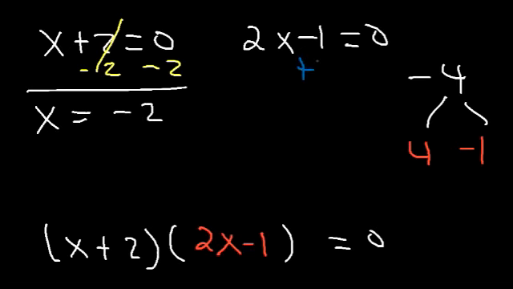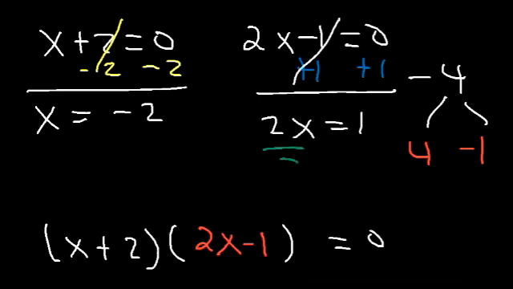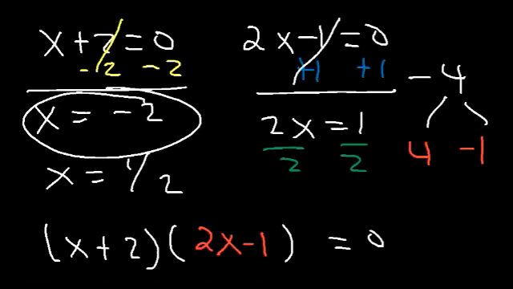Now for the other one, we have to do a little bit more work. We need to add 1 to both sides, so 2x is equal to 1. And then we need to divide both sides by 2, so x is equal to 1/2. So x is equal to -2, and x is equal to 1/2.